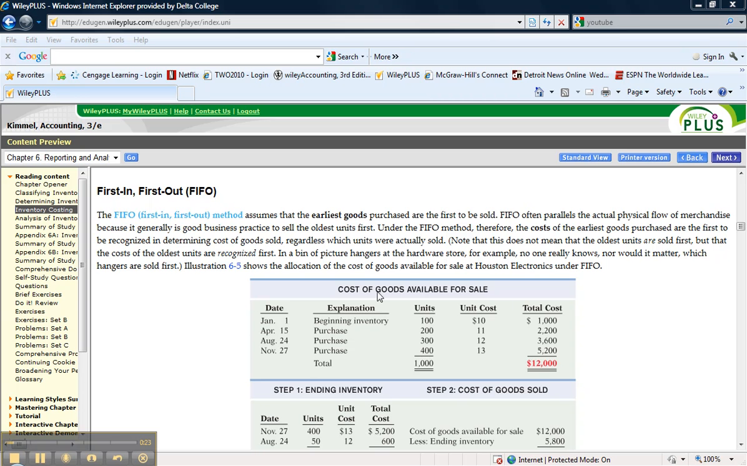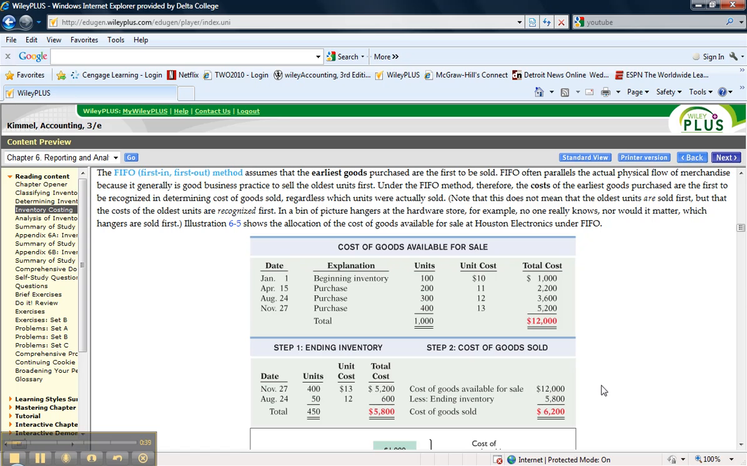this depiction from earlier above here, all of your cost of goods available, this $12,000, is either going to end up in the inventory balance at the end of the period because you still own them, or in cost of goods sold because you sold the inventory. So let's look then at what FIFO has us do.